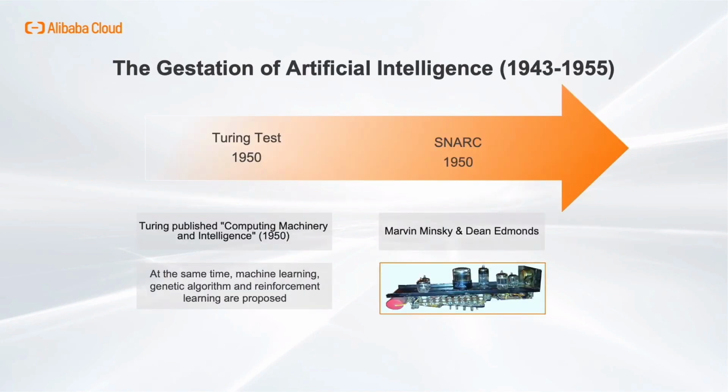1943 to 1950 is the gestation of artificial intelligence. 2 undergraduate students at Harvard, Marvin Minsky and Dean Edmonds, built the first neural network computer in 1950. The SNARC, as it was called, used 3,000 vacuum tubes and a surplus automatic pilot mechanism from a B-24 bomber to simulate a network of 14 neurons.